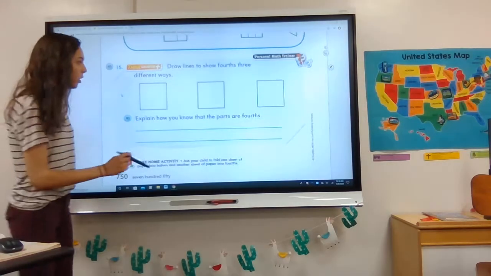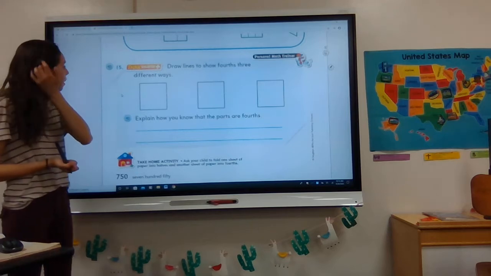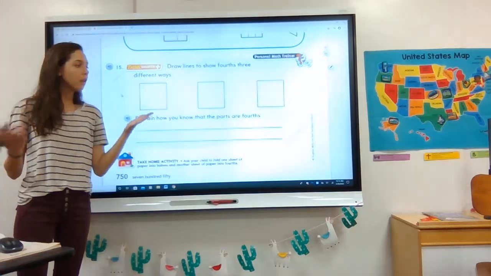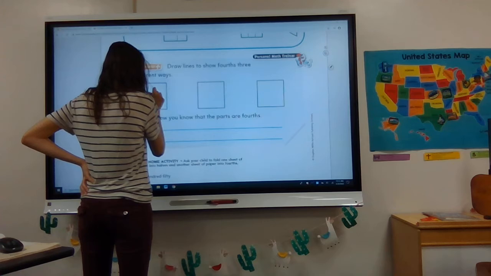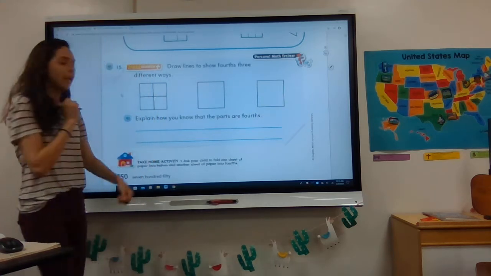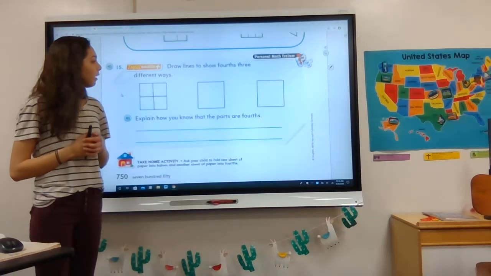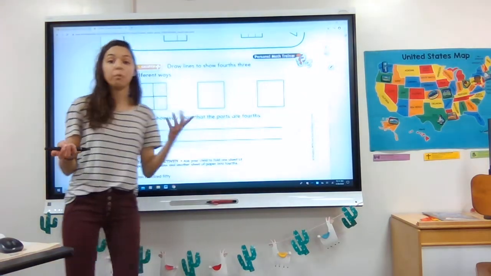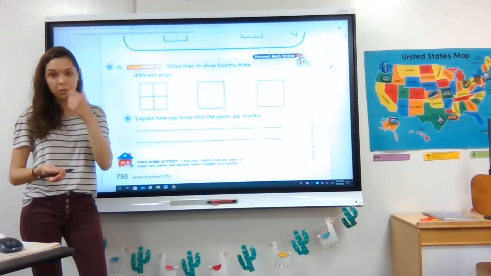Kind of confusing, but what we're going to do is we have 3 squares, and in this one, okay, I'm going to show that I can split this square up into fourths. My first example is going to be like that. All right, 4 equal parts, fourths. Now I have my second square. How could I draw that into 4 equal parts? Not this way, a new way. All right, what's one way I could do it?